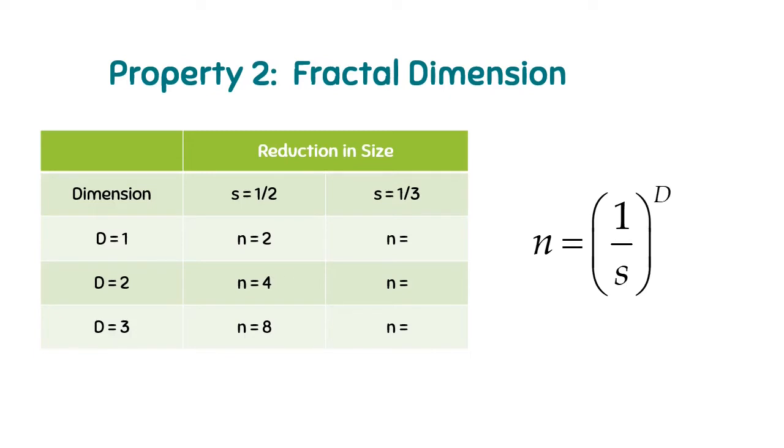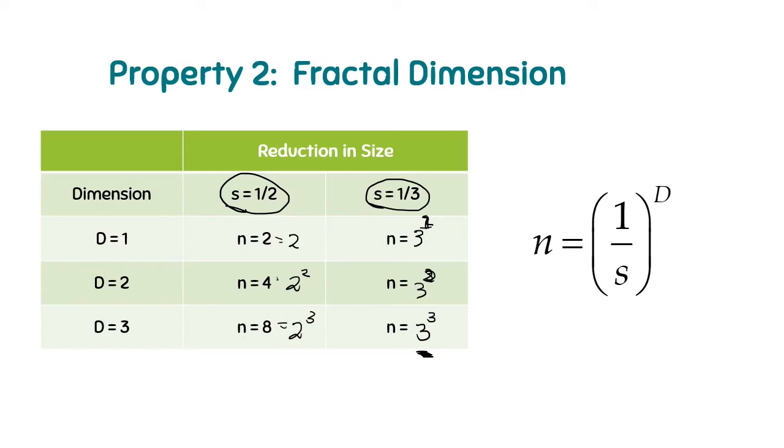Recall that, here, this is 3 raised to 1, 3 raised to 2, and 3 raised to 3. So the base here is always equal to 3, and that is the reciprocal of S, correct? Similarly with this one, the base here is always equal to 2, correct? And 2 here is the reciprocal of S. So therefore, N is equal to 1 over S raised to D.